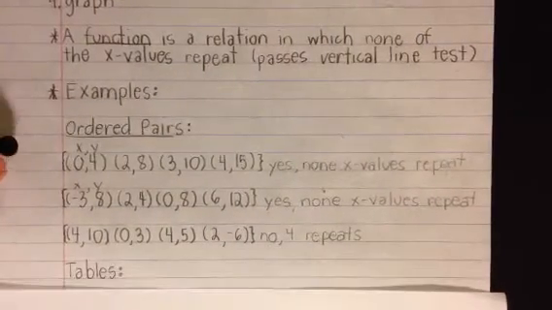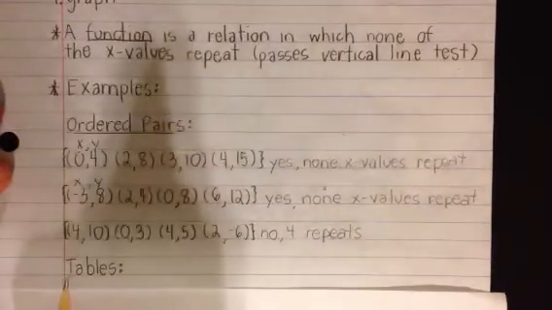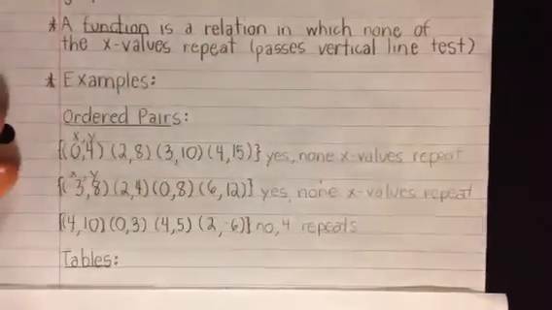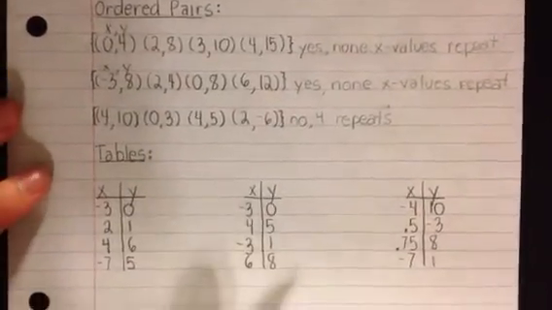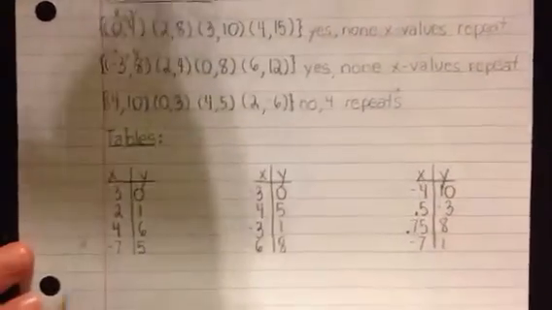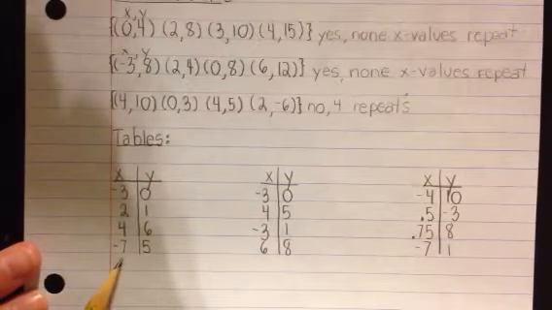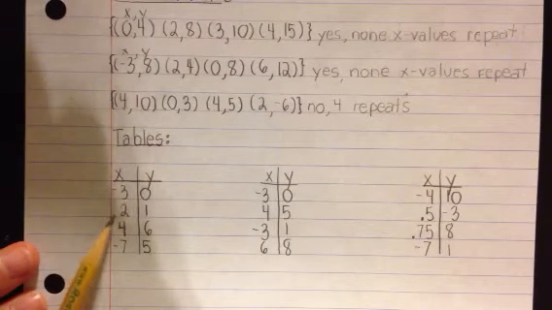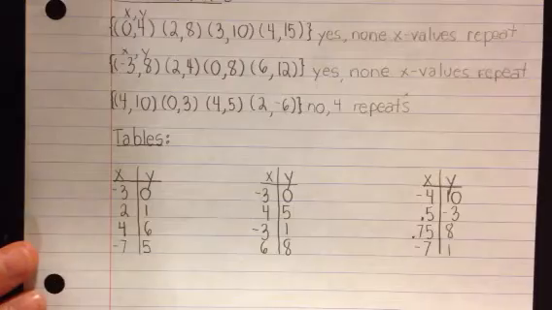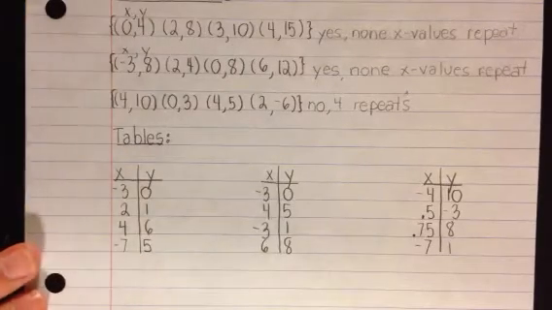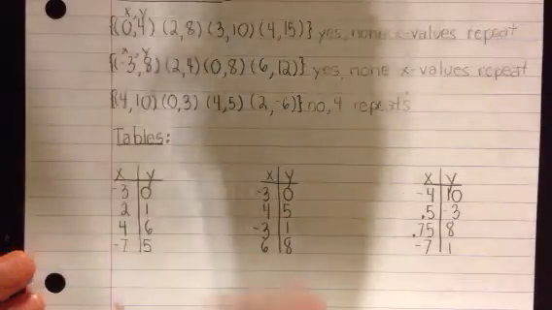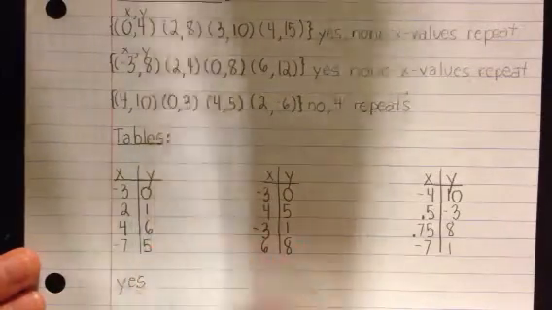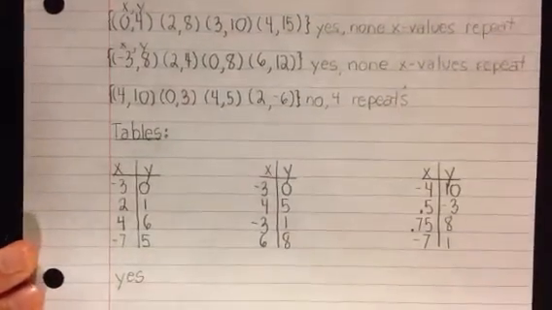Alright, let's look at the next representation. Now we have tables. So let's look at some tables. Alright, we've got 3 sets of tables here if you want to pause and jot it down real quick. Look at this first set of tables. First set of table, we've got -3, 2, 4, and -7 for my x values. You'll notice again, none of those numbers are repeating for x, so yes, it's a function. Alright, no repeating x values.